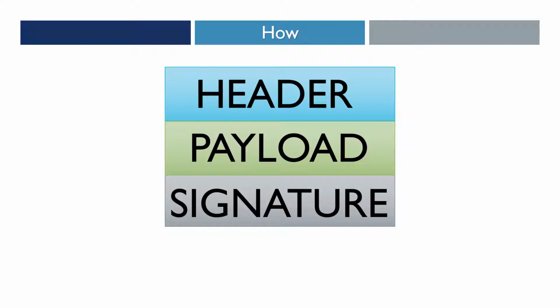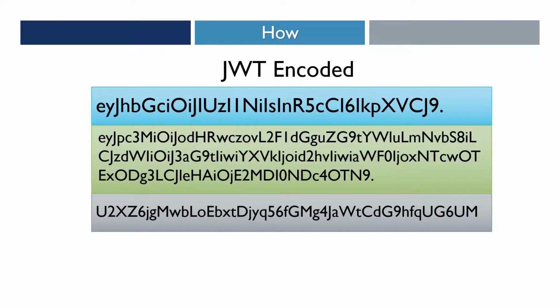JSON Web Tokens consist of three parts separated by dots, which are header, payload, and signature. A JWT looks like the following. Let's break down the different parts.